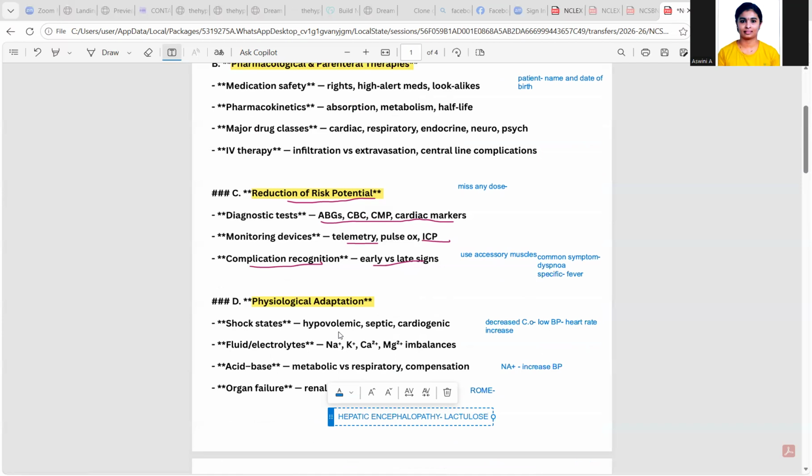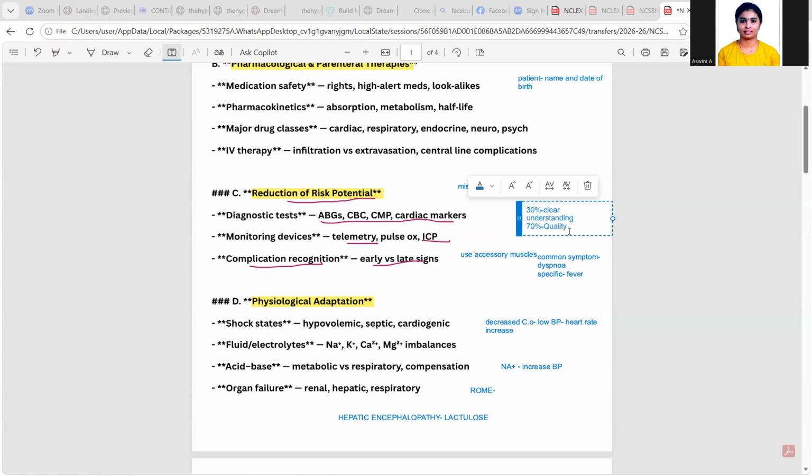For NCLEX conquering, we need 30% theory and 70% question practice. How should the question practice be done? Using the quality method. Quality method means, first, the 30% is clear understanding of the theory. Second, quality question analysis, which means use of strategy.